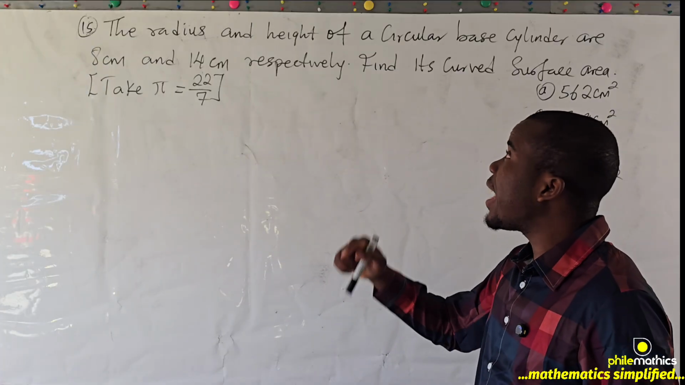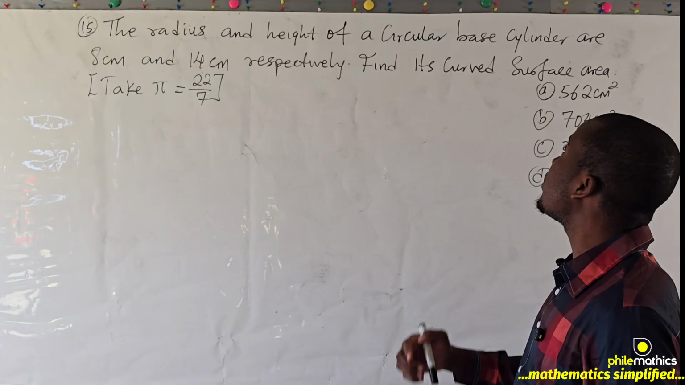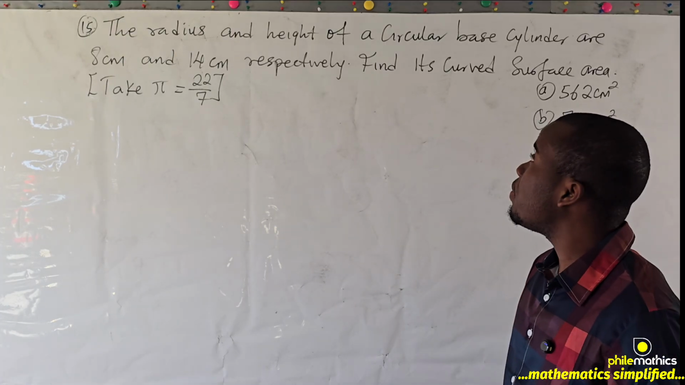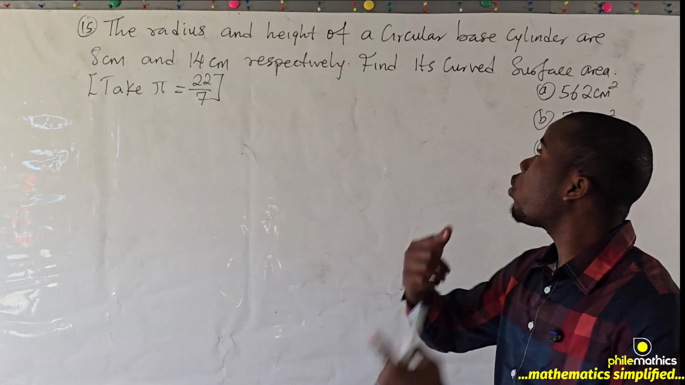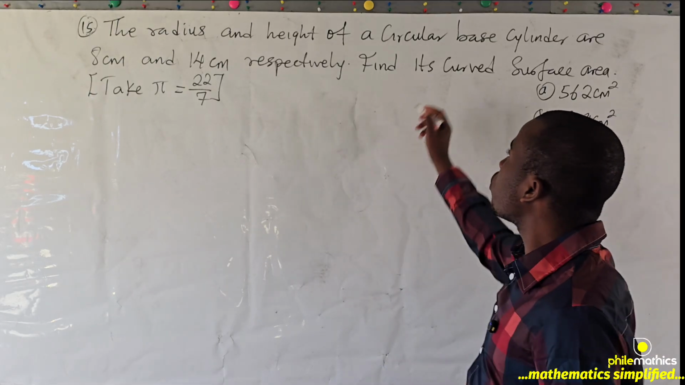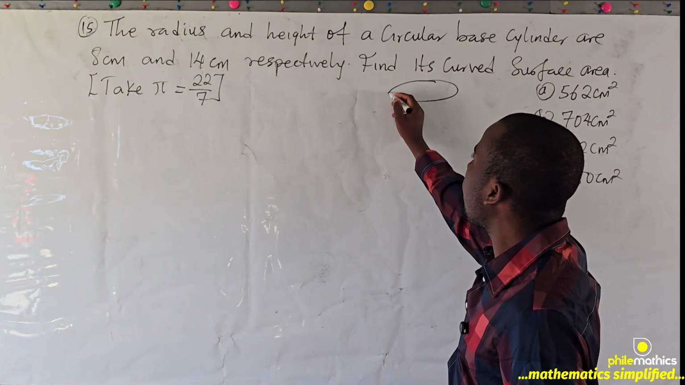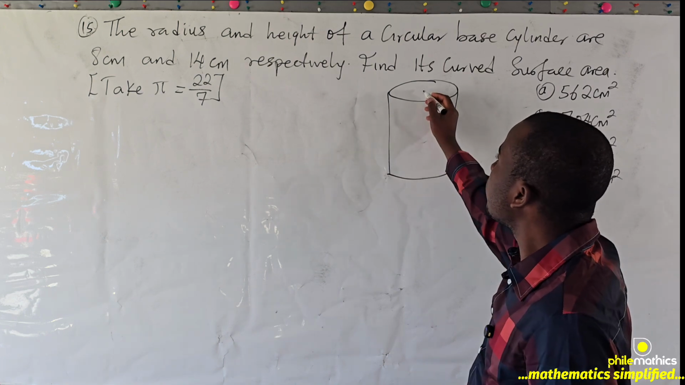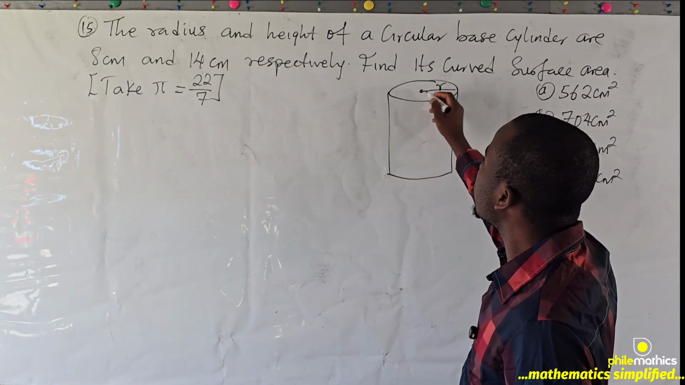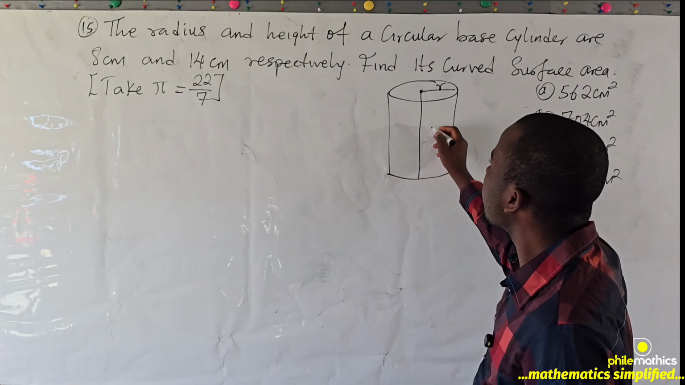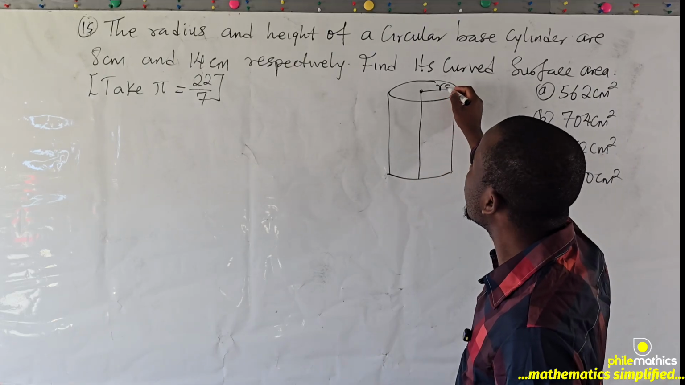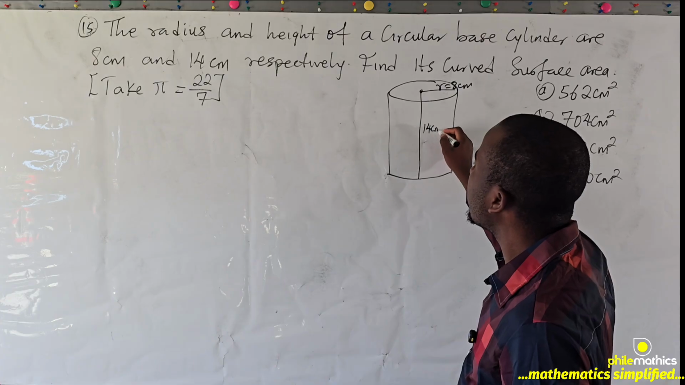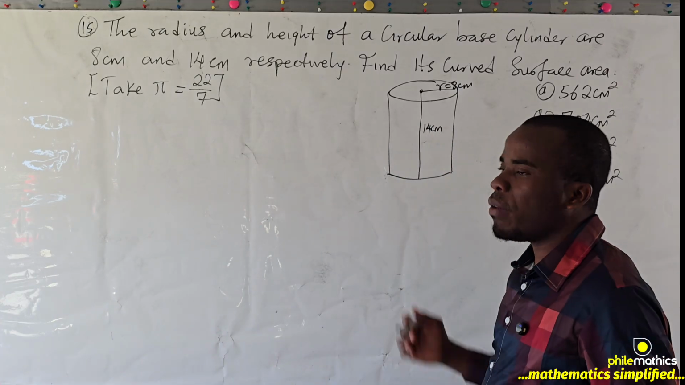The radius and height of a circular base cylinder are 8 cm and 40 cm respectively. Find its curved surface area. So if this is a cylinder, this is the radius and this is the height. Radius is 8 cm and the height is 14 cm. We're asked to find the curved surface area.